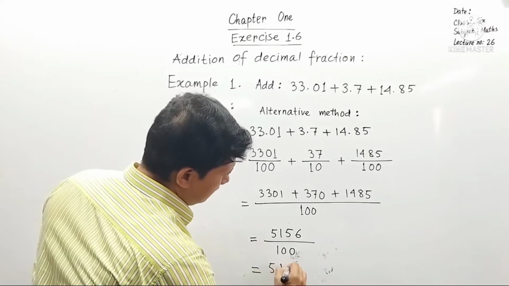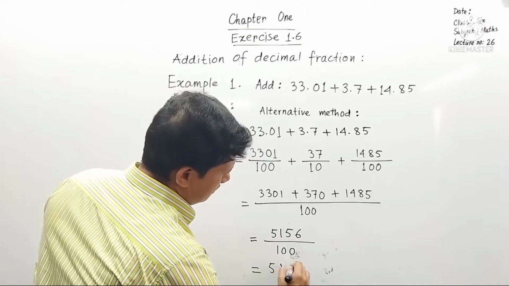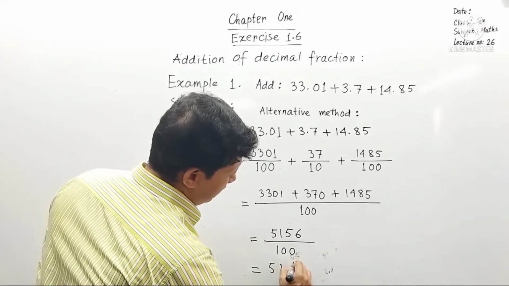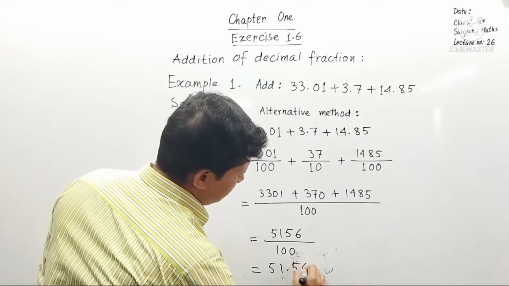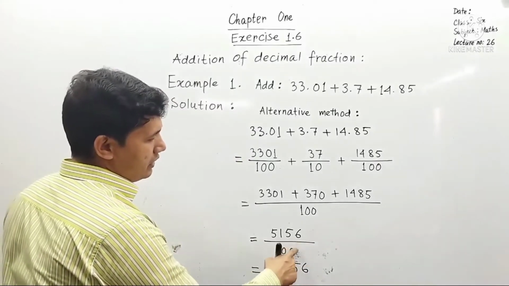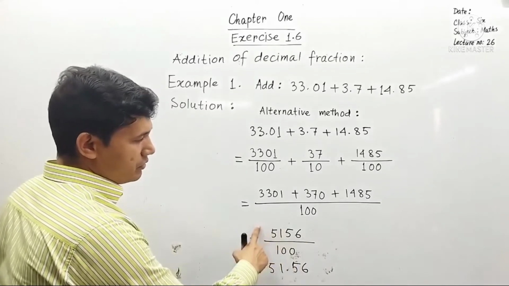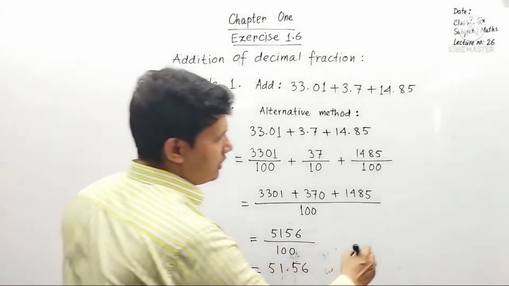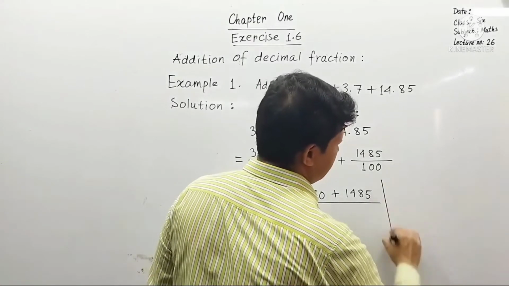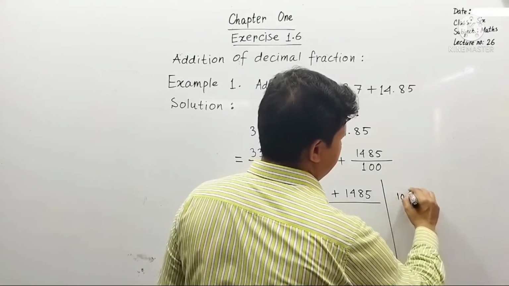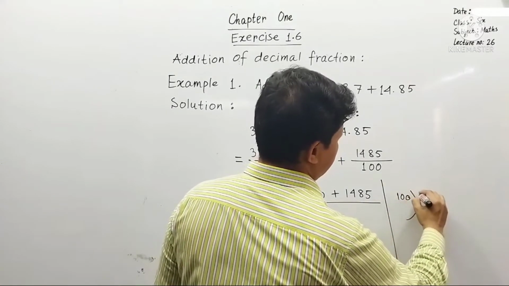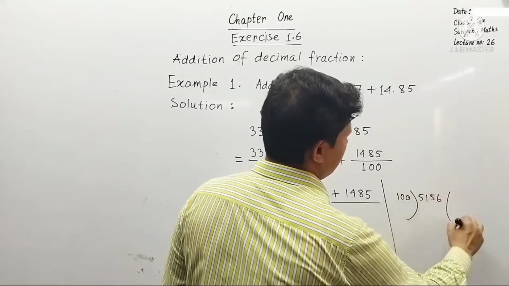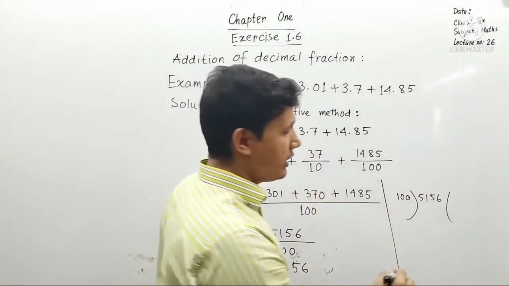5, 1, decimal point you will put, then 5, 6 for this one. It will move 2 digits, 1, 2, since here are 2 zeros. If you do the graph here, you will get the same answer. By 100, if you divide 5, 1, 5, 6. Look at the board, I am showing the graph.